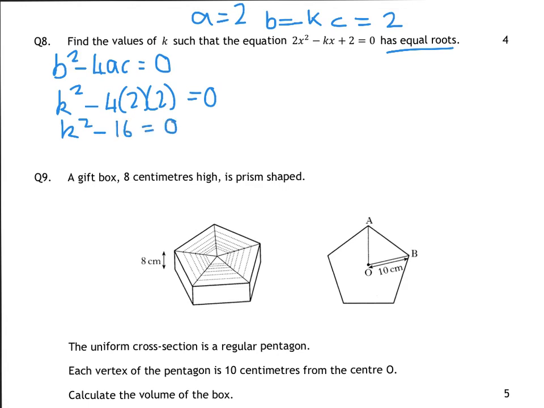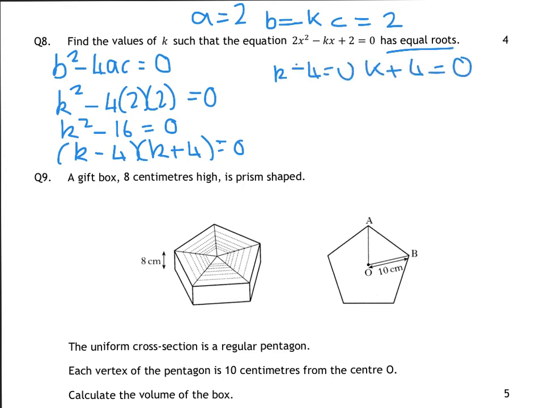Now there's 2 ways to go here. I instantly see that as a difference of 2 squares. So that's k minus 4, k plus 4. Break both of them equal to 0. You get that k minus 4 is 0, k plus 4 is 0. So k equals positive 4, k equals negative 4 is your answers.